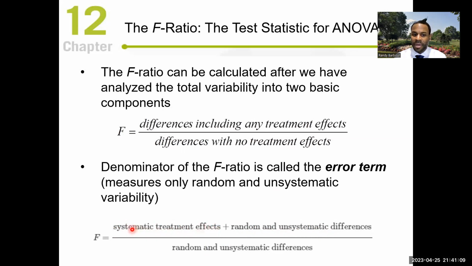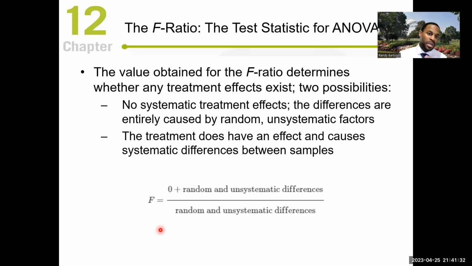So if this systematic treatment effect was 0, I'd have random and unsystematic differences over random and unsystematic differences. That would essentially be 1, okay? Because I have the same amount of variance or error term in the numerator and the denominator. But when I include the effects of the treatment, then I begin to see a difference in that number. So again, the value that you obtain with the F ratio is really determined based on the effects that exist.